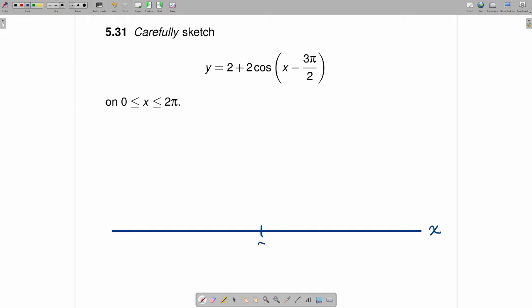So we can label pi here. Double that takes you to about right here. That's 2 pi. You could even put in some breakpoints here. There's pi over 2. And here is 3 pi over 2. 0 is here. So now we have the x range set.